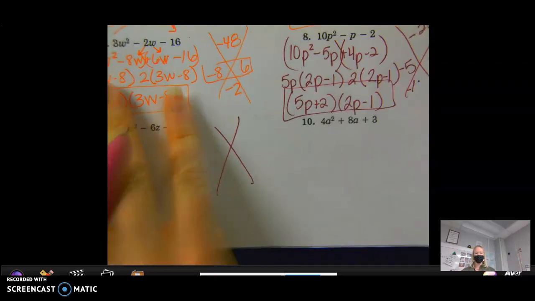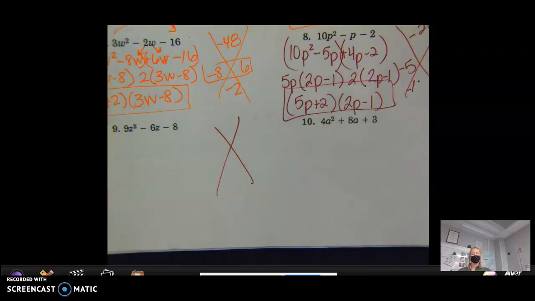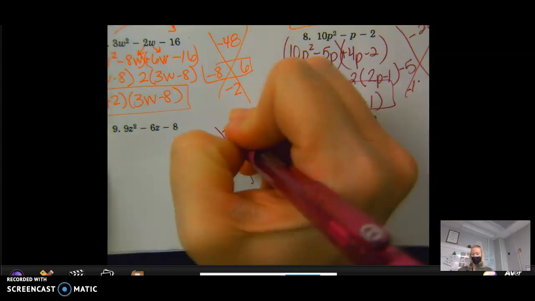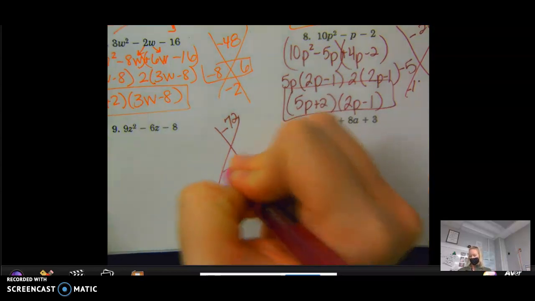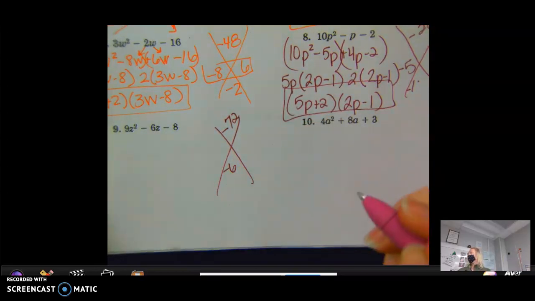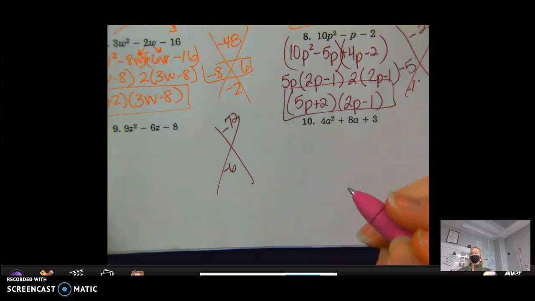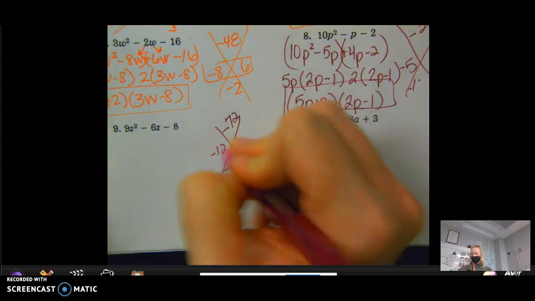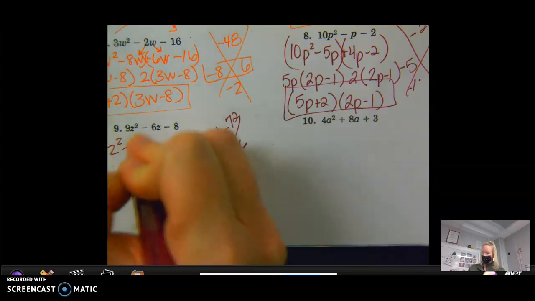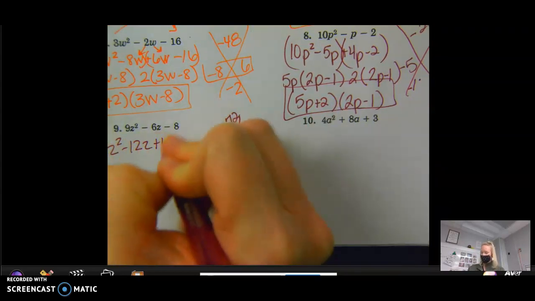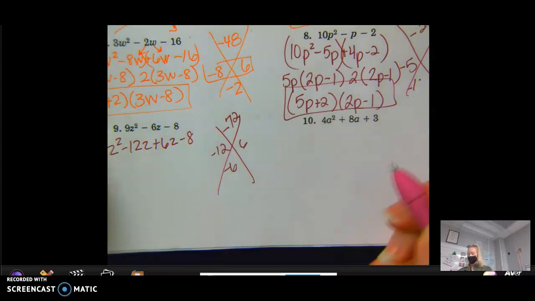Number 9. Can I GCF that? No. So what number goes on top? Negative what? -72. Good. What number goes on bottom? Perfect. What two numbers multiply to -72 but add to -6? Good, guys. 9z squared minus 12z plus 6z minus 8.